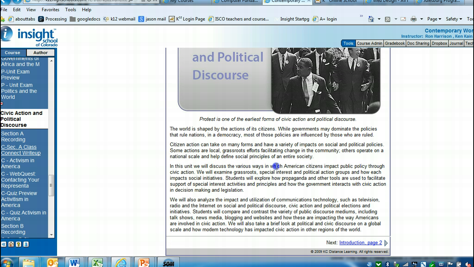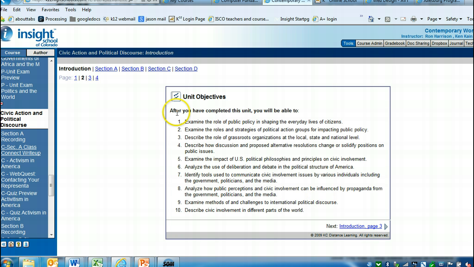So in this unit, we're going to look at how citizens impact public policy and law and things like that. We're going to explore how propaganda and other tools are used to support special interest groups, and also analyze the impact of different communications. So lots of information in this unit. In the whole unit, the roles of public policy in shaping everyday lives, the role of grassroots organizations, examine the U.S. political philosophies and principles on civic involvement. So you can see all of this. And then finally, describe civic involvement in different parts of the world. So we'll look at it globally too.